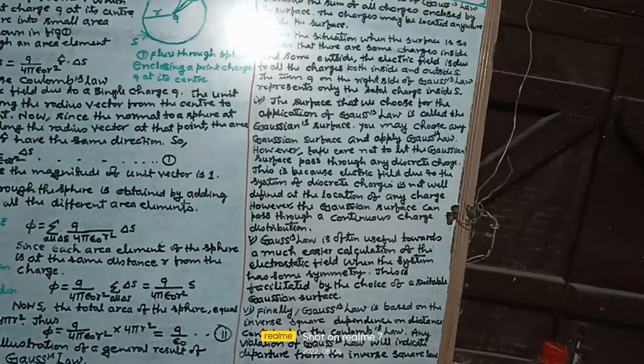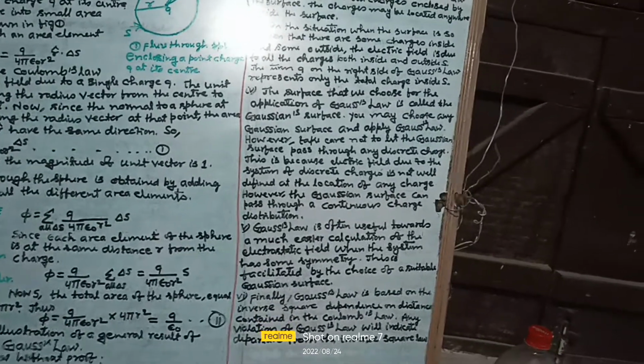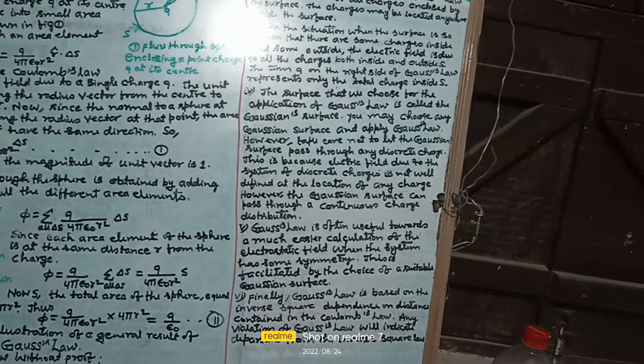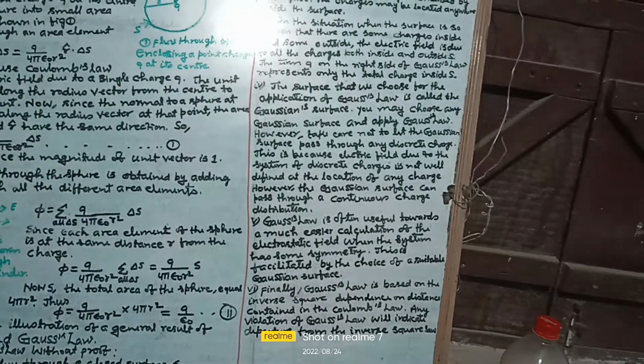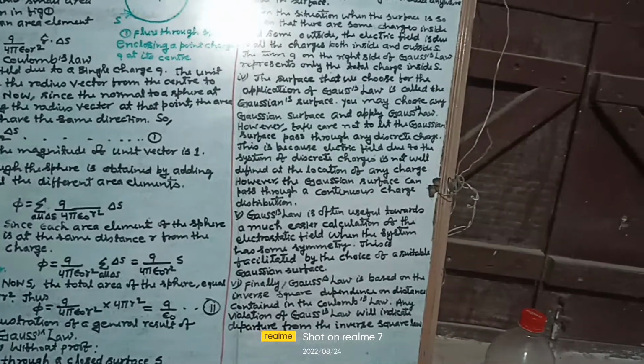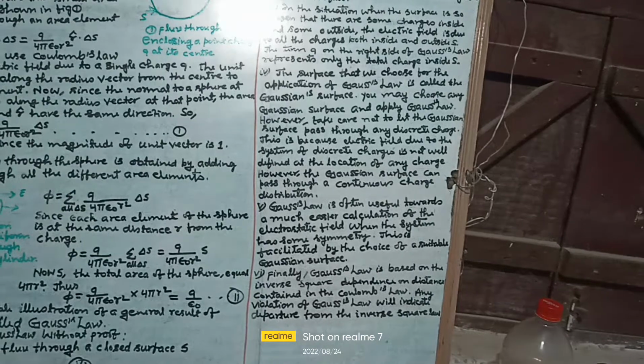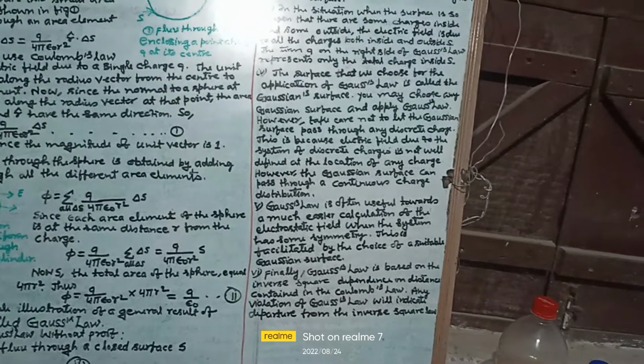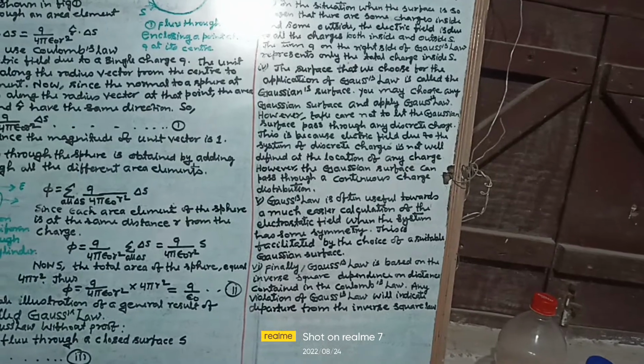Gauss law is often useful towards a much easier calculation of the electrostatic field when the system has some symmetry. This is facilitated by the choice of a suitable Gaussian surface. Gauss law is based on the inverse square dependence on distance contained in Coulomb's law. Any violation of Gauss law will indicate departure from the inverse square law.